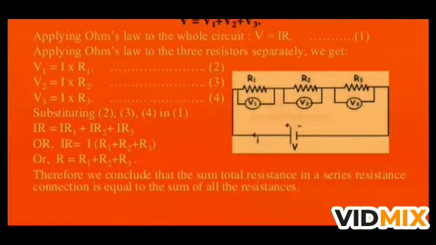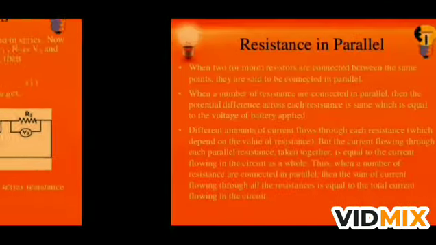So we can say the total resistance in series is equal to the sum of all the resistances. Means if resistance 1 is 1 ohm, resistance 2 is 2 ohm, and resistance 3 is 3 ohm, and you have to find the total resistance, you add all the resistances, means 3 plus 2 plus 1 is 6 ohm. So this is how we can add the total resistance in a series circuit.